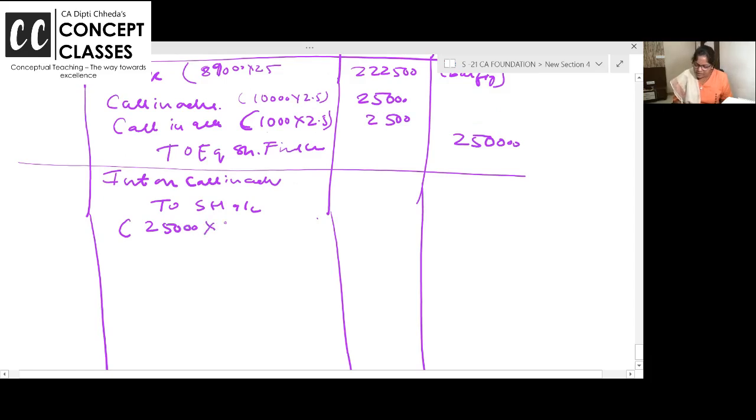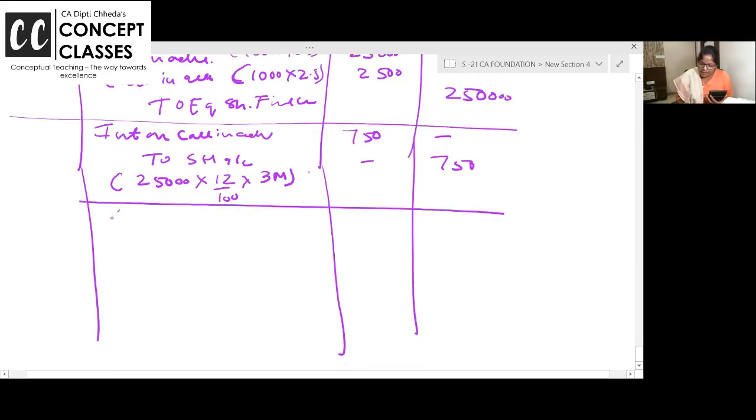25,000 call in advance. We need to pay 12% interest for how many months was it given? Kamlesh paid 10,000 fully paid first call. The final call was made after 3 months. So call in advance has come for 3 months. Pay interest: 25,000 into 12% into 3 by 12. 750 interest I have to pay to the shareholder. Immediately, shareholders account debit to bank.